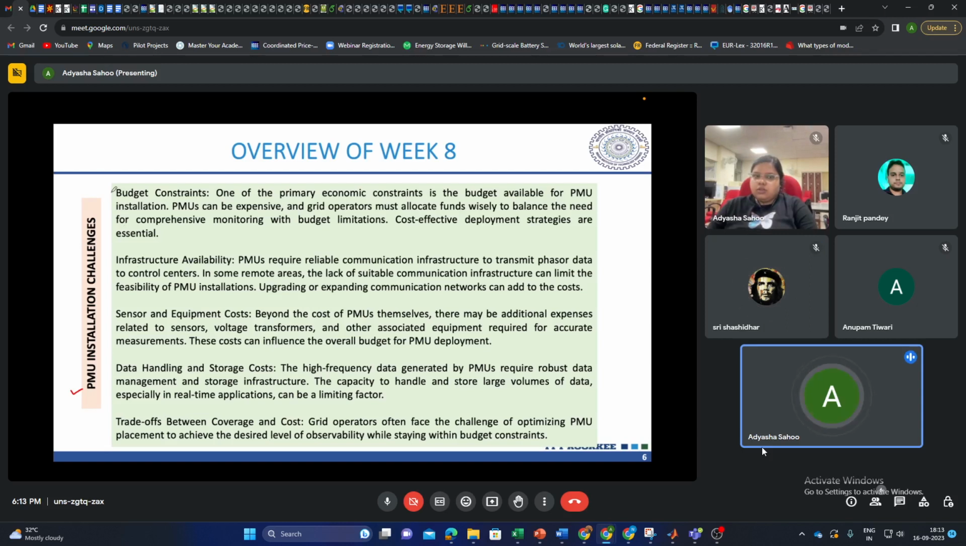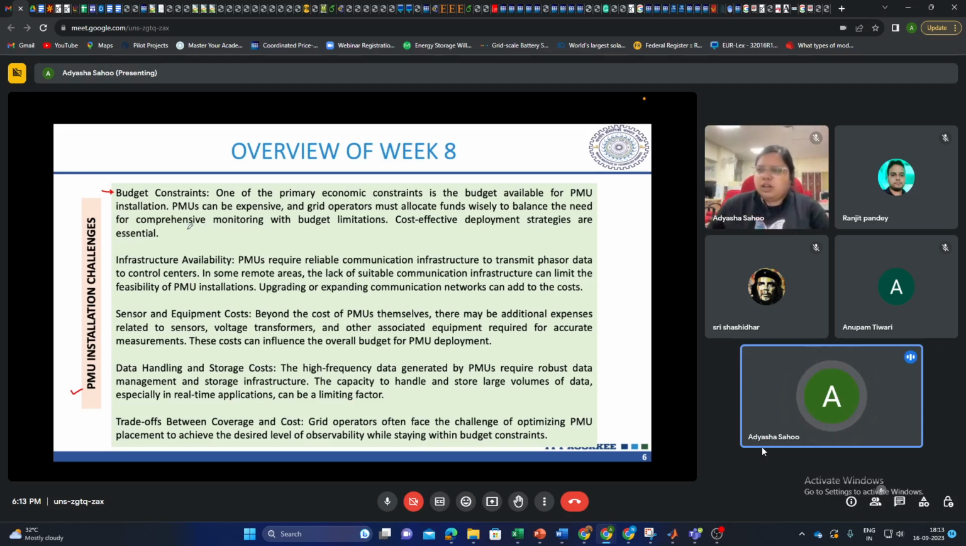The first one was the budget constraint, because we know these are costly devices. Installing them at each and every location can be expensive. Plus, we don't need these devices at each and every location. We'll see it in the next slides, like why installing the PMUs at certain locations is also enough for monitoring of the system.